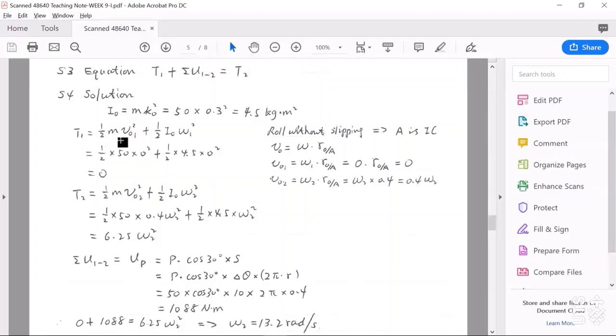This wheel is undergoing general plane motion, so we can have two components. This one, the translational component, is related to the velocity at point O, V_O1. The second component, the rotational component, is related to the initial angular velocity omega-1. Because initially the velocity must be 0, T1 must be 0.